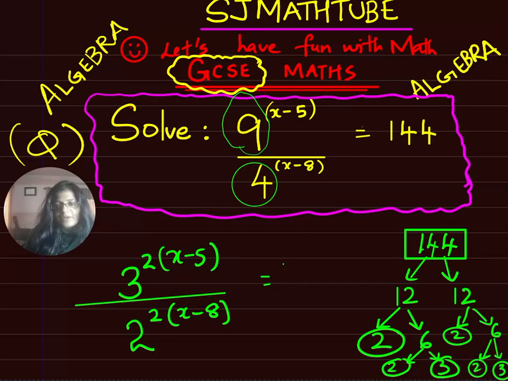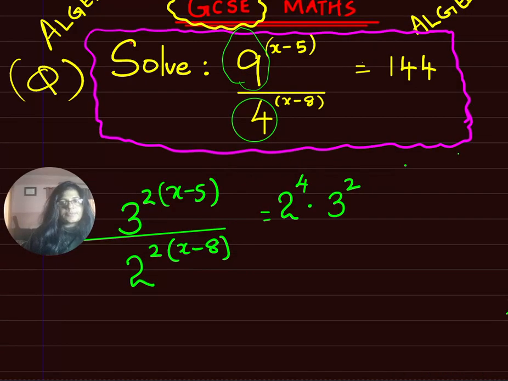So basically 144 has how many 2's in it? 1, 2, 3, 4. 2 to the power 4 times how many 3's in it? 1 and 2, 3 squared. I hope it's clear. So what did we do? We have changed this 9 into 3 squared and 4 into 2 squared, and then 144 can be changed to 2 to the power 4 times 3 squared.